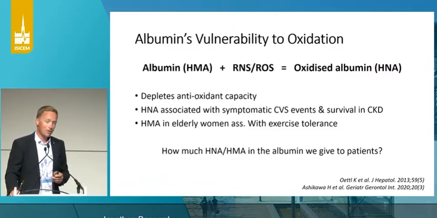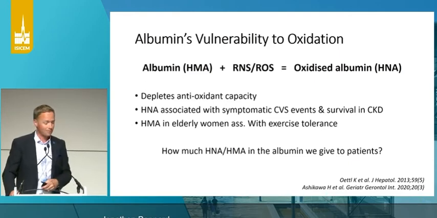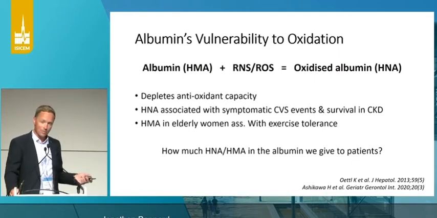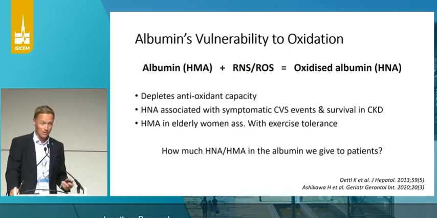And we know that in chronic disease, and in the outpatient clinic, for example, patients with chronic kidney disease who have high levels of non-mercaptoalbumin, so oxidized albumin, are found to have more risk of symptomatic cardiovascular events and a higher risk of death. And indeed, in the outpatient clinic following up patients for surgery, they found that oxidized levels of albumin in elderly women is associated with a reduced exercise tolerance when they're planning preoperative events for major surgery.